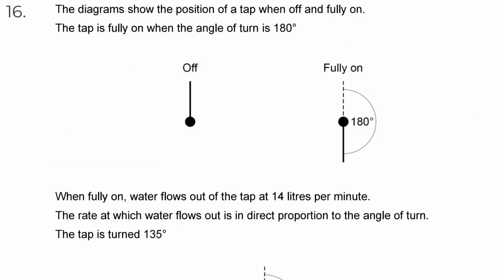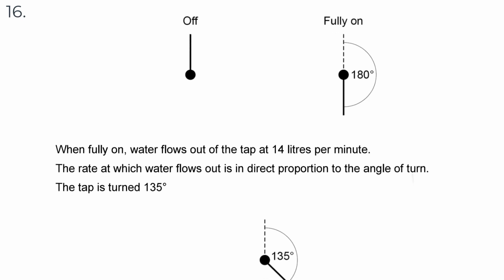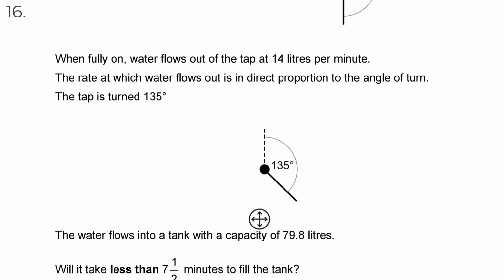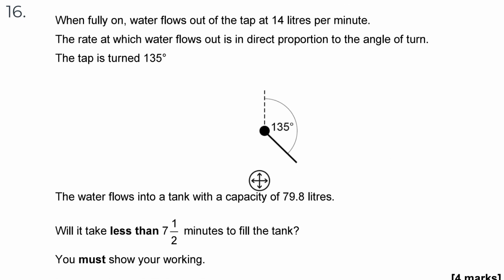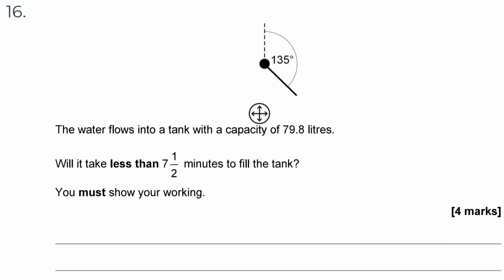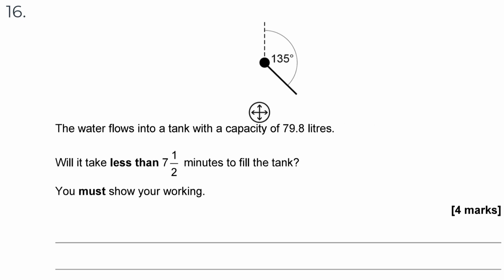Diagram shows the position of a tap when off and fully on. The tap is fully on when the angle of turn is 180 degrees. So when it's pointing up, it's off, and when you turn it around to face downwards, it is fully on. So when fully on, water flows out of the tap at 14 litres per minute. The rate at which water flows out is in direct proportion to the angle of turn. So the tap is turned to 135 degrees and water flows into the tank with a capacity of 79.8 litres. Will it take less than 7.5 minutes to fill the tank? You must show your working.